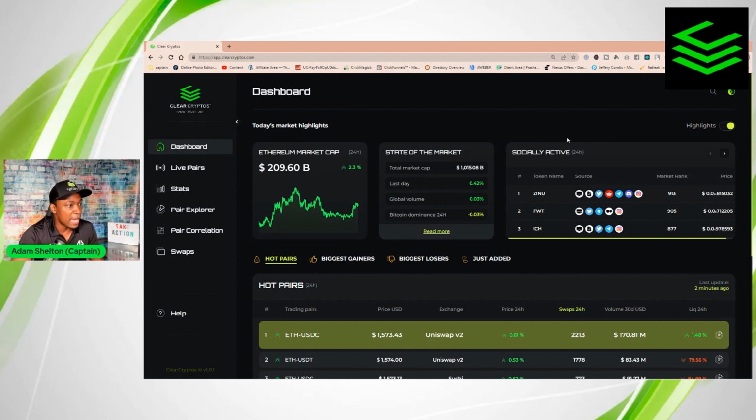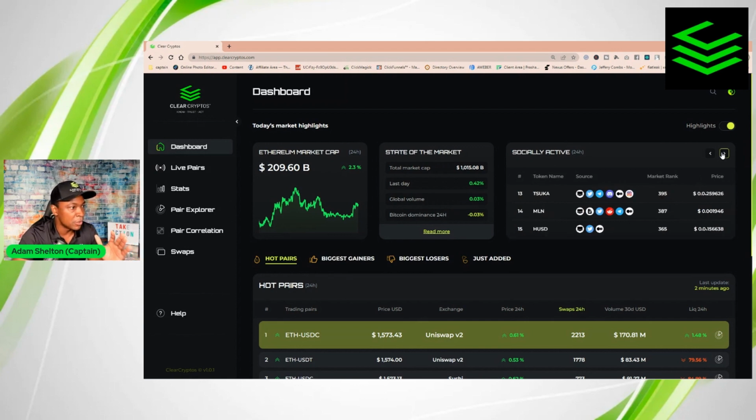The social active, I think, is very, very interesting. So this means over here that I'm clicking at, I'm seeing the tokens and the source. We're going to break this down. Look at this, I see social active. So that means I can go ahead and look at what's the most active here. So number one is Zenu. If I go back to Zenu, I can see the social active.